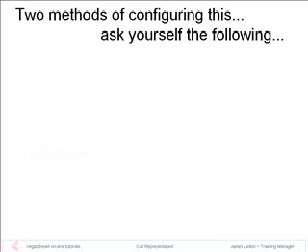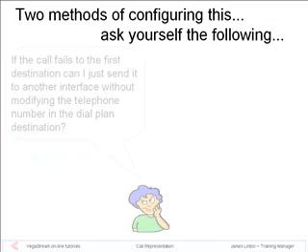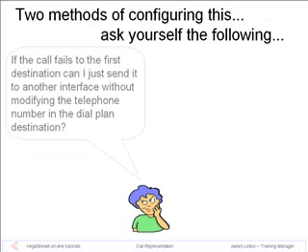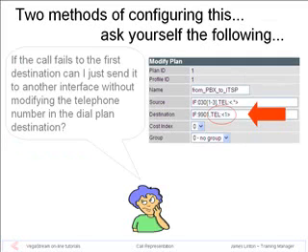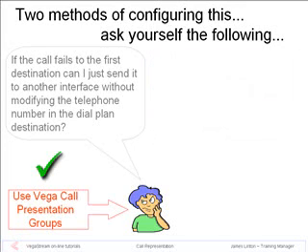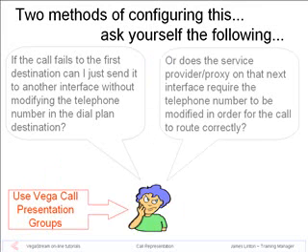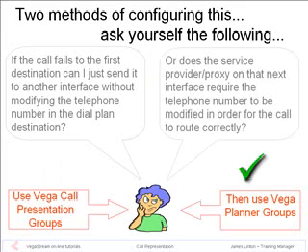So how do we configure the Vega to perform this for us? Well, there are two methods, and the correct choice mainly depends upon whether the telephone number, referred to in the destination element of the dial plan, needs to be modified at all in order for the new carrier to route the call. If the number doesn't require any alteration, then we can use the Vega Call Presentation Groups method to configure the function. On the other hand, if the new carrier does require that the telephone number be modified, then we must use the Planner Groups method to configure the function.